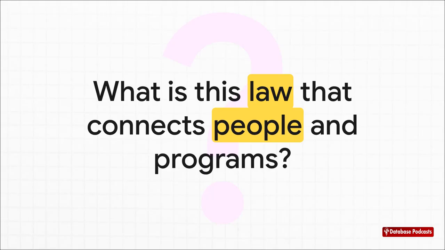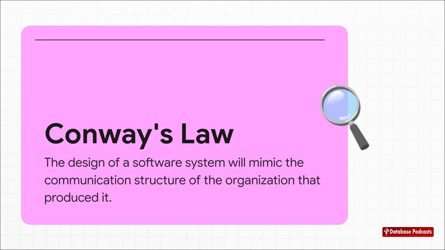Okay, so what is this thing? What's this invisible force that ties the way we humans talk to each other to the software we actually produce? How does the shape of our teams become the blueprint for our tech? At its heart, Conway's law is shockingly simple. It was first pointed out by computer scientist Mel Conway way back in 1967. And it basically says that the design of any system you build is going to be a direct reflection of the communication structure of your organization. Or, to put it more bluntly, you ship your org chart.